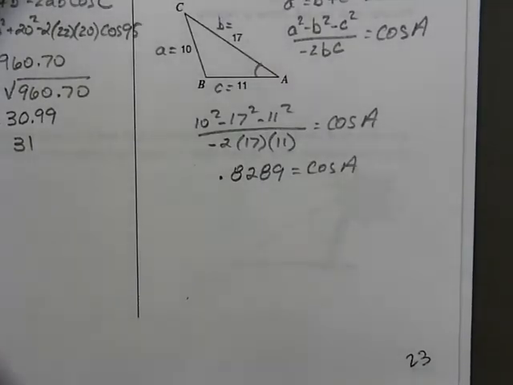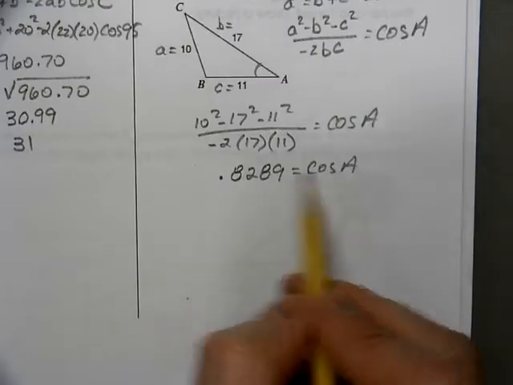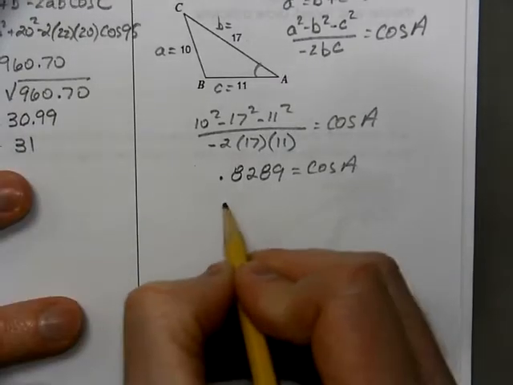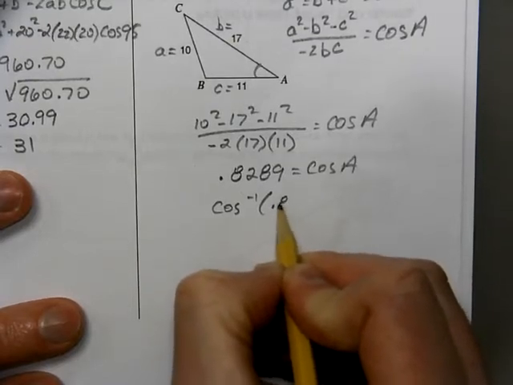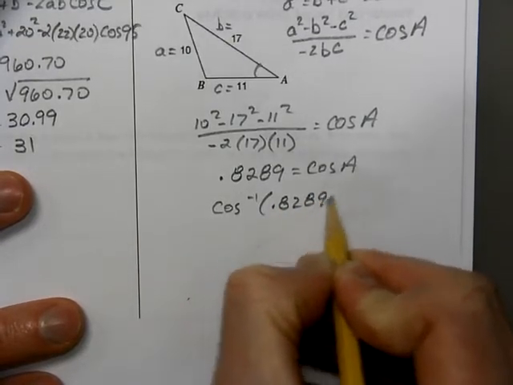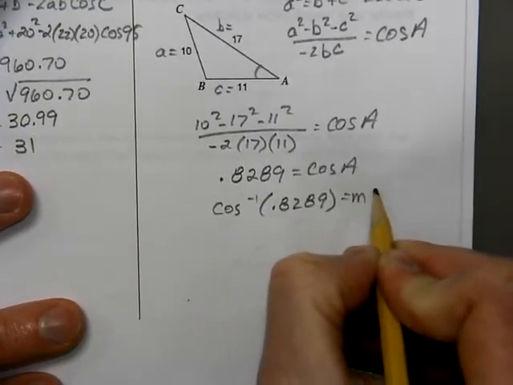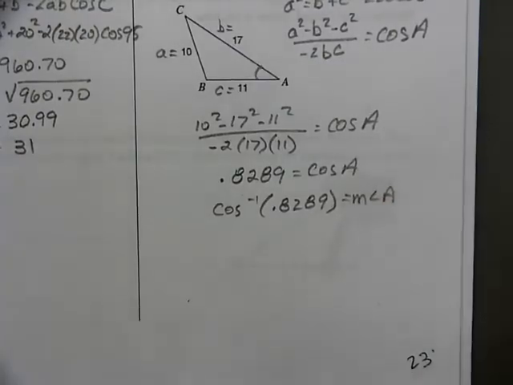Now we're looking for an angle. Cosine of A is not the actual degree value. To calculate the degree value, we need to move the cosine away from here. So we're going to call it cosine inverse of 0.8289. That is the measurement of angle A.